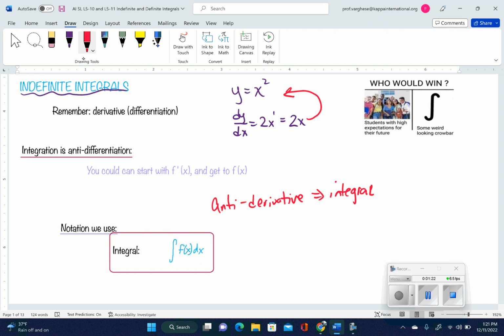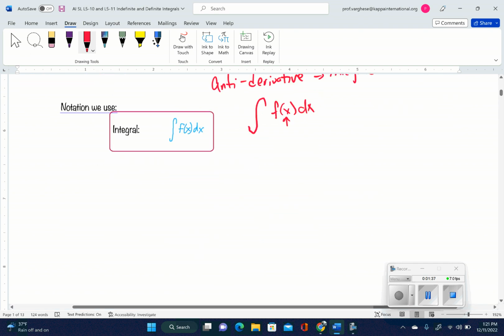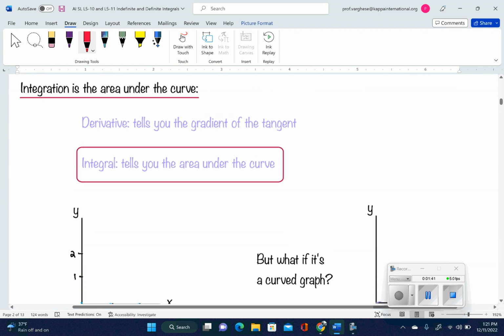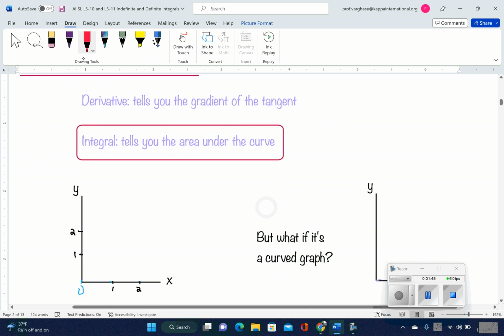So how do we do integrals? You need to have a function f of x, and then you write down what the variable is. So the input is x, so we're going to put dx, which is with respect to the x variable. All right, so integration is area under a curve. We talked about this in Introduction to Calculus.